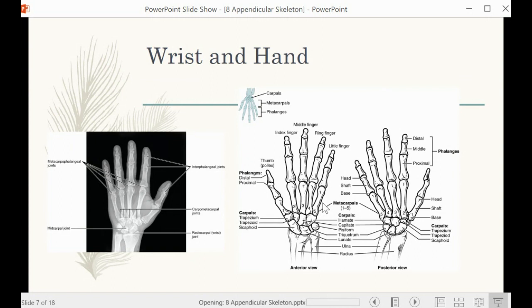And then we have our phalanges, which are our fingers. And so on our thumb, which we also can call a pollex, we have a distal and a proximal. Distal, remember, is further from the attachment point. Proximal is closer. So distal, proximal. On the rest of our fingers, we have a distal, a medial, and a proximal. You can see it better over here. Distal, medial, proximal.